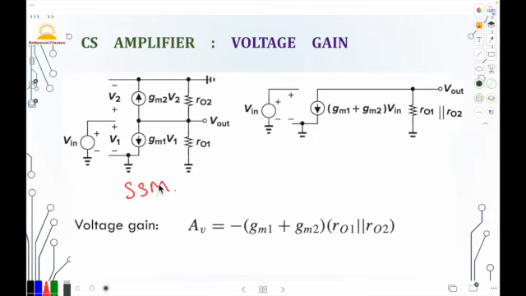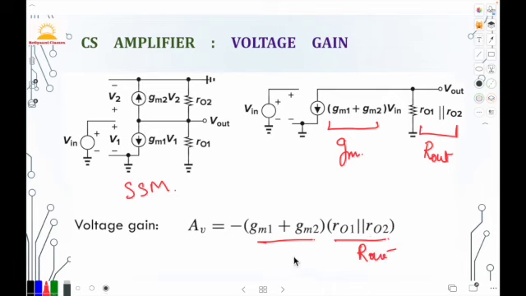Now moving ahead, this is the small signal model of the amplifier. Here in this small signal model, the channel length modulation resistances of the MOS transistors come in parallel, so they form the total output impedance of the amplifier, and gm1 plus gm2 is the total transconductance of the amplifier. So simply the voltage gain is given by the total transconductance times the total output resistance, that is R out, and this is our gm with a negative sign.